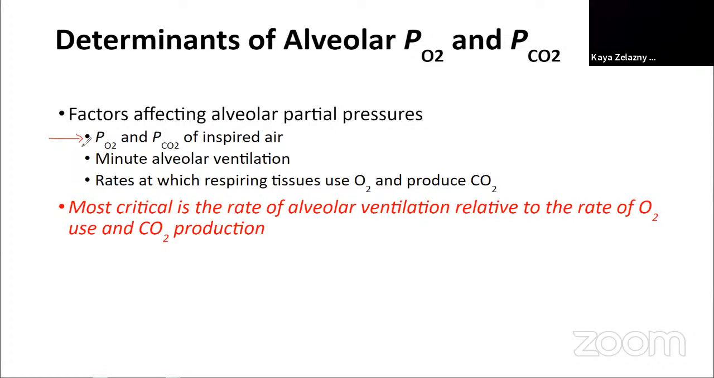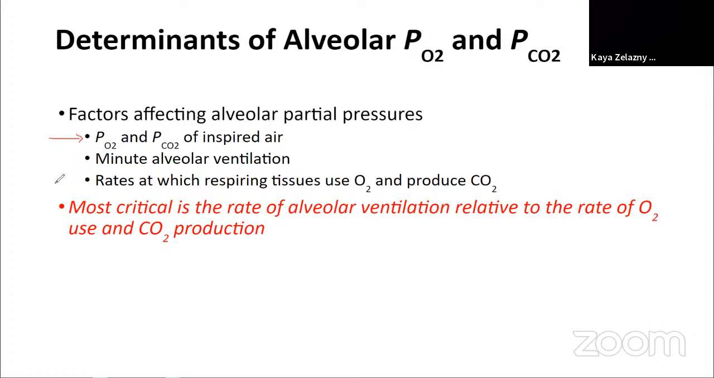We could change this. For example, if we give someone oxygen, like if we put them on oxygen, what we've done is change the proportion of the air they're breathing in that is oxygen. I think it's like 95% oxygen when you give someone an oxygen tank. So that is how we change the alveolar partial pressure of oxygen, by changing the concentrations of what we're breathing in.